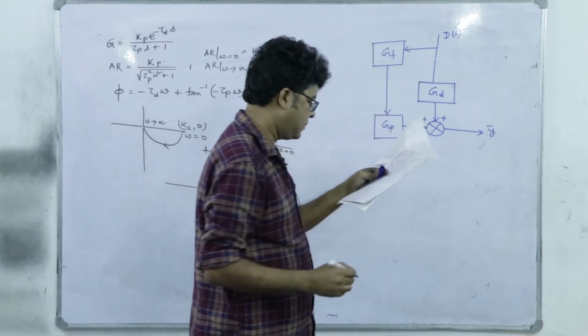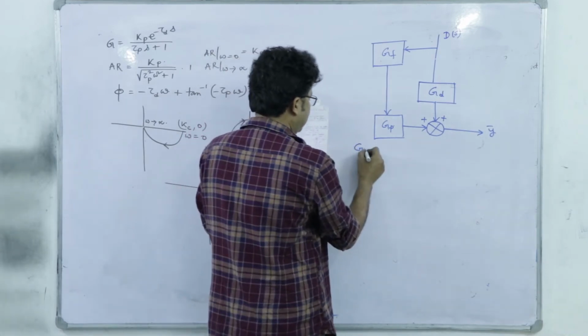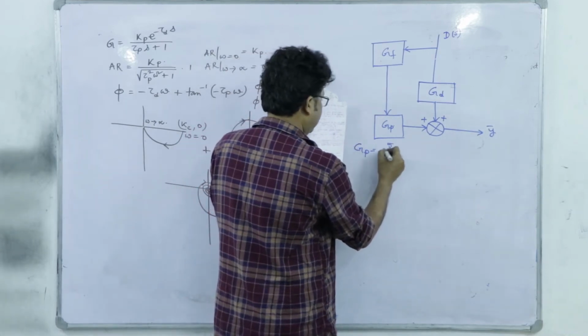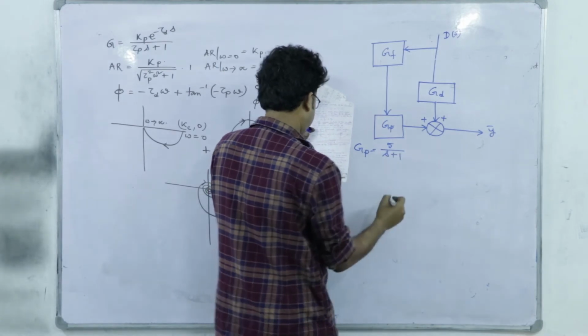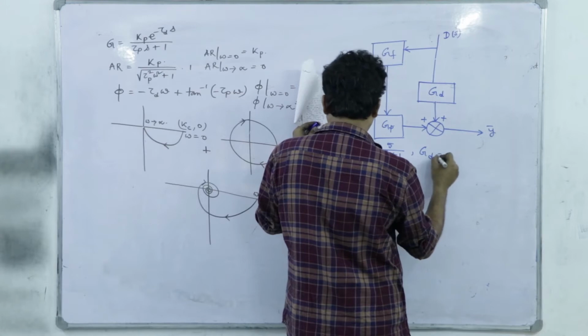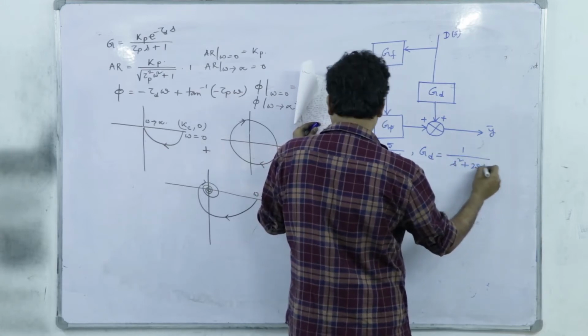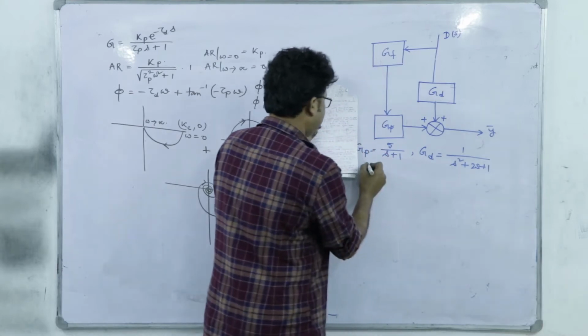Right. The transfer function of the process GP is 5 divided by S plus 1, and the disturbance transfer function GD is 1 divided by S square plus 2S plus 1. What is the appropriate choice of GF?